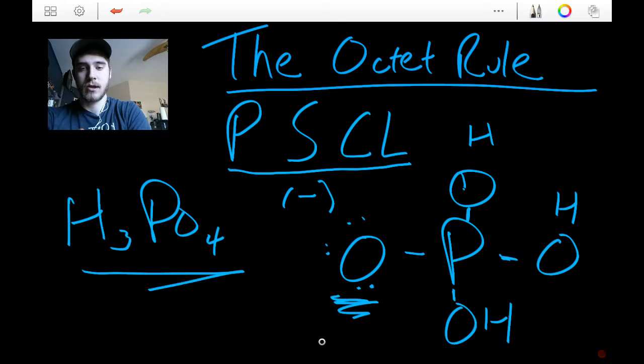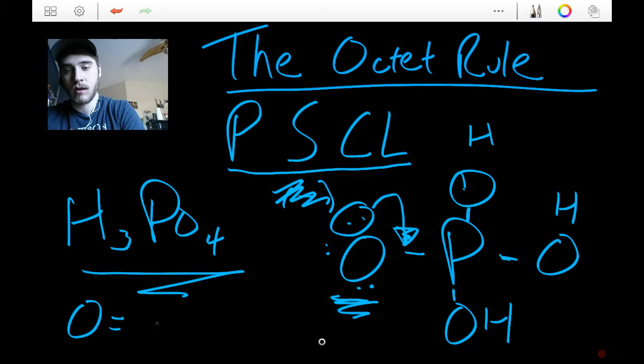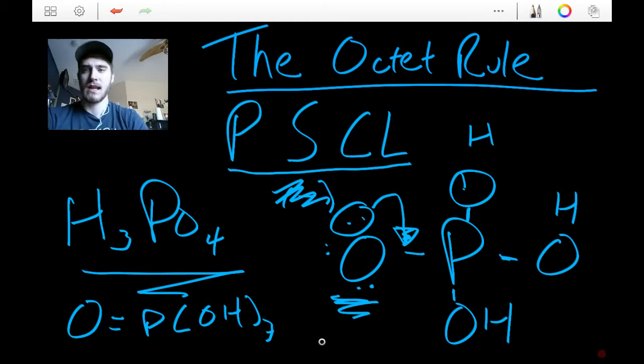But we don't see a charge in this molecule. And that's because there isn't a negative charge. What actually happens is oxygen is able to donate these lone pairs into a double bond with phosphorus, making the molecule look something like this. O double bonded to P with 3 OHs bound to it. That's the shorthand for it.